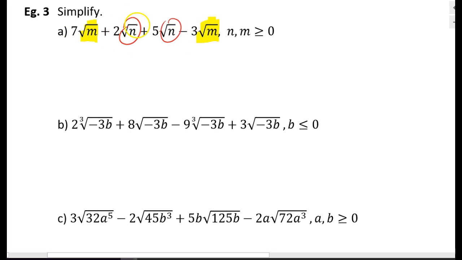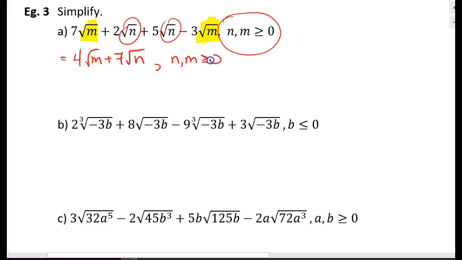So in this case, 7 minus 3 is going to be 4 root m plus 7 root n. And then we still have these restrictions carrying through. n and m must be greater than or equal to 0.